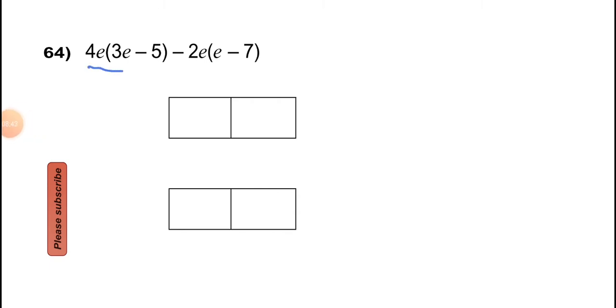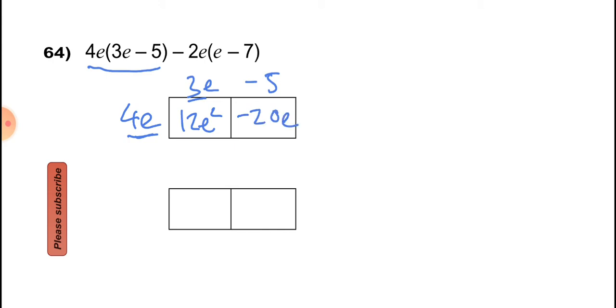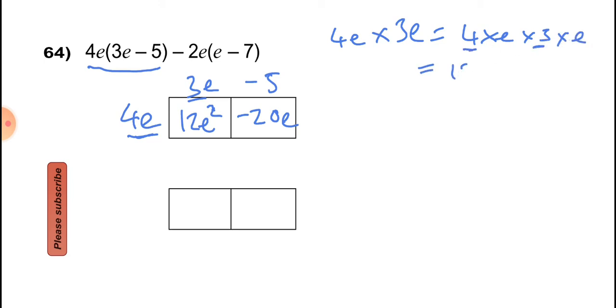So when I'm expanding the first pair of single brackets, I can see 4e outside the bracket, so 4e will come on the left there, and then the 3e minus 5 will go on the top. So 4e times 3e is 12e square, and then 4e times minus 5, well, 4 times minus 5 is minus 20, then times e, so it's minus 20e. So just quickly to explain why it is 12e square, 4e times 3e is the same as saying 4 times e times 3 times e. So 4 times 3 is 12 times e is e square.